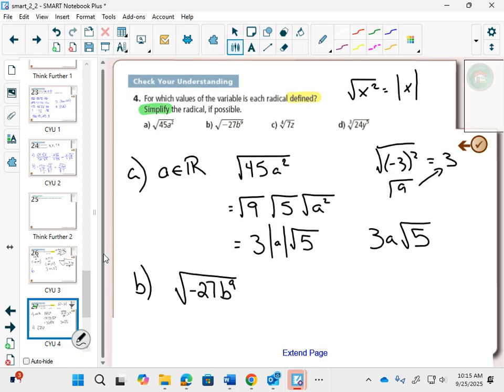Okay. Can you tell me a number for b that is good and a number for b that is bad? Any negative number. Any negative number will be good, right? So then we would say it's defined when b is less than or equal to 0. Any positive number would be bad. Because if you put a negative 1 in to the power of 9, it will still be negative 1. Times the negative 27 will make positive 27. And then you can square root it. Okay.